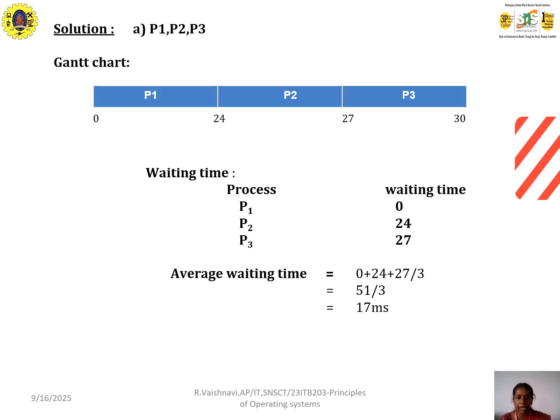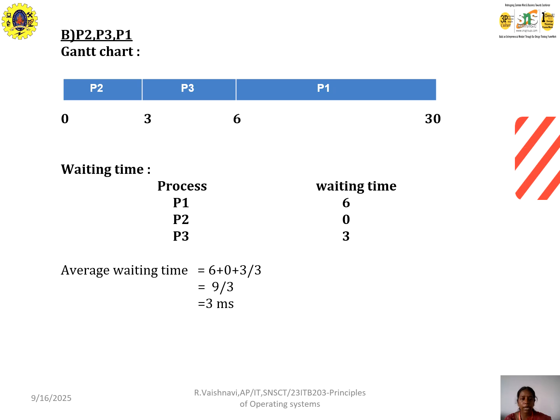According to this Gantt chart diagram, we have to write the waiting time for process 1, process 2 and process 3. For process 1, the waiting time will be 0, because initially process 1 started execution. Then the waiting time for process 2 is 24, because after the completion of process 1, process 2 started execution. Then for process 3 the waiting time will be 27. And then we have to calculate the average waiting time. For that, we add these three values and divide by 3. So 51 divided by 3 is 17 milliseconds.